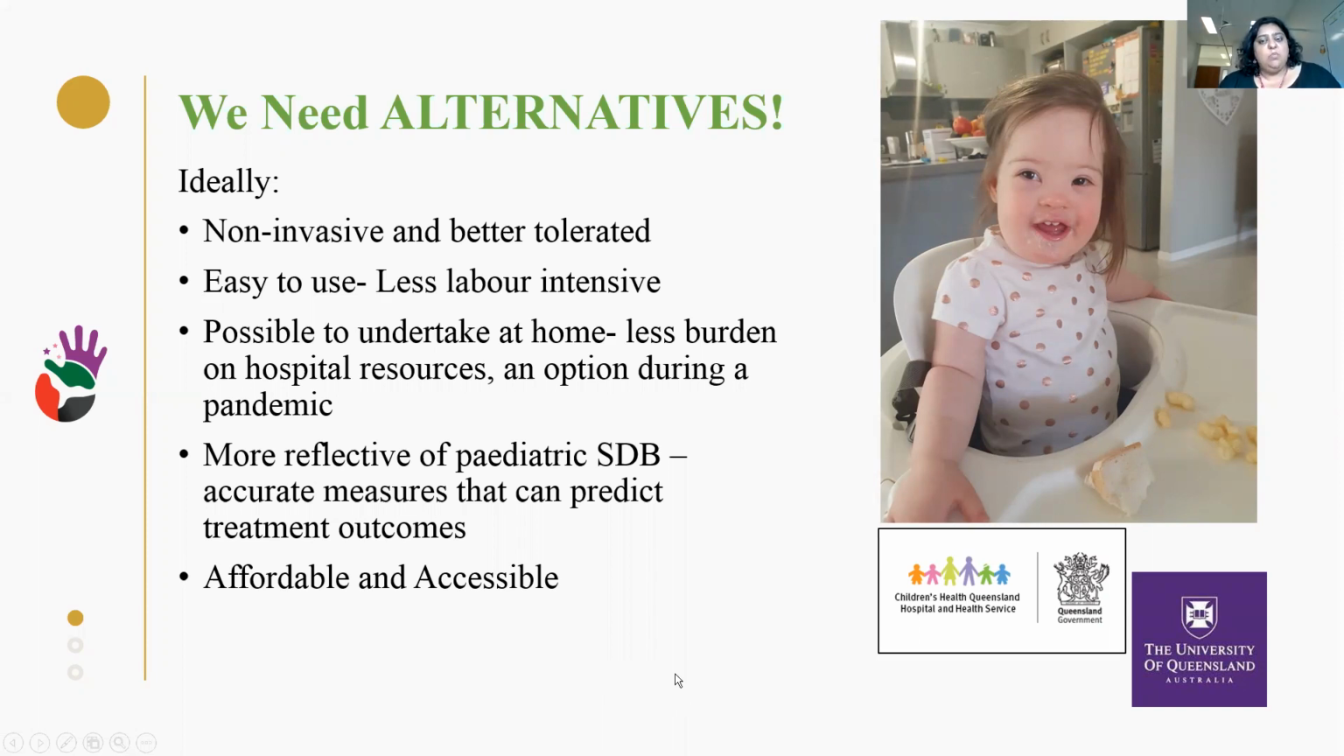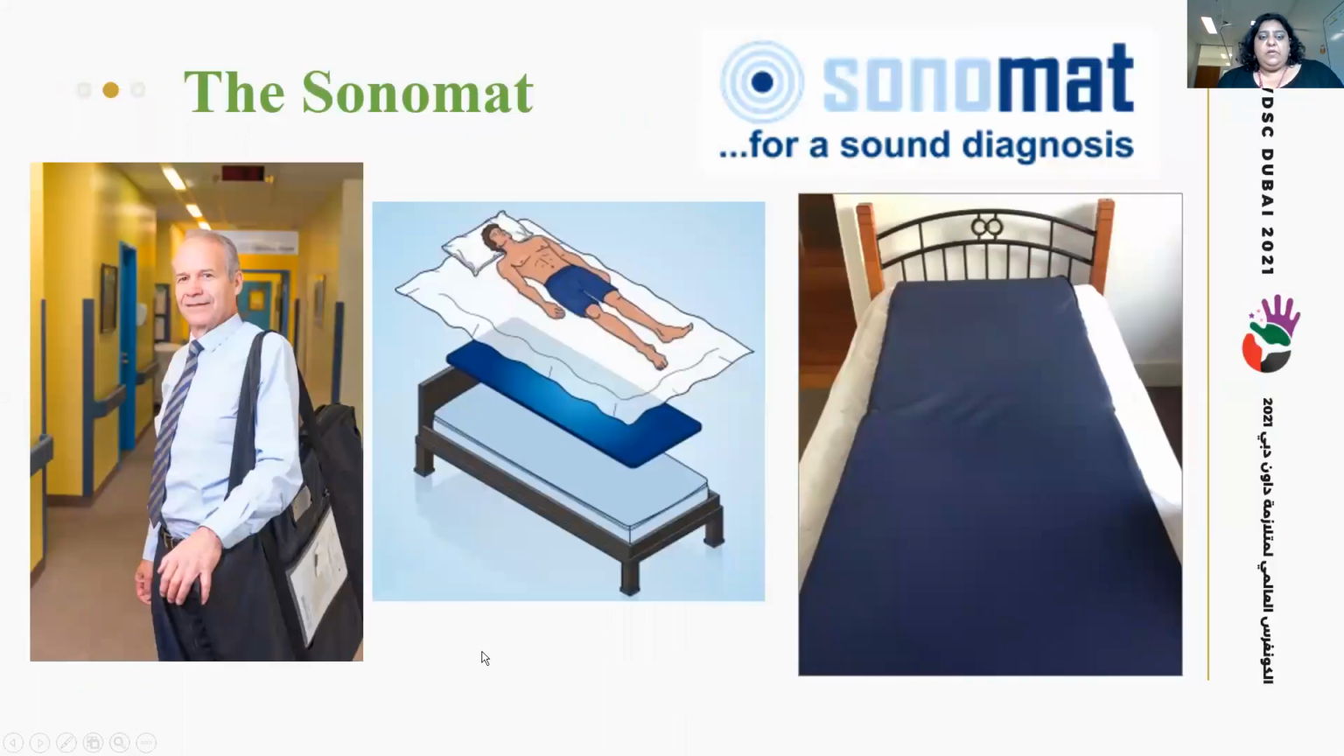We need measures that are more reflective of pediatric sleep disordered breathing, such as a better measure than the apnea-hypopnea index, and that can help us to predict treatment outcomes. And of course, it needs to be affordable and accessible. The Sonomat is a new device that has been developed by this man here. This is Professor Colin Sullivan, who is the mastermind behind CPAP, which was developed many years ago.